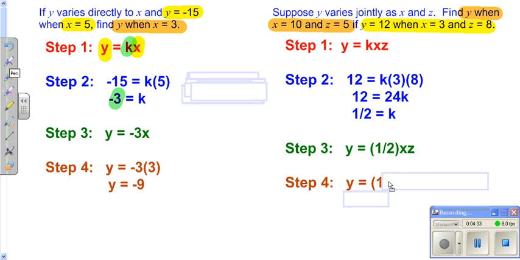So you go y is equal to your k value. Then it says x is 10 up here in orange, and then it says your z is 5. So you plug that in. Then half of 10 you know is 5 times your other 5 is a total of 25.